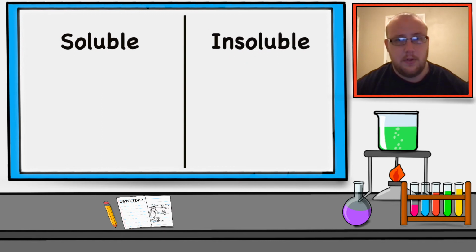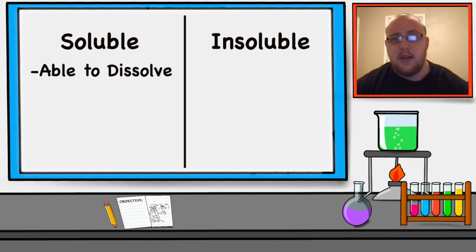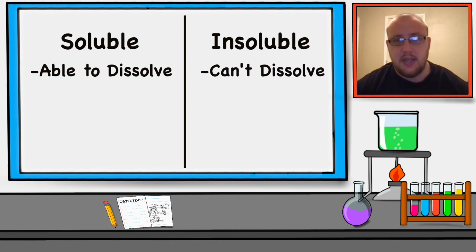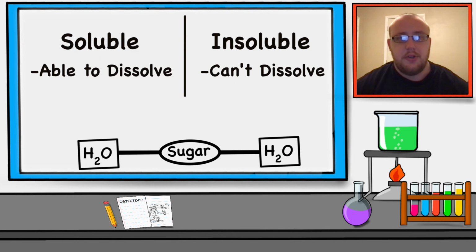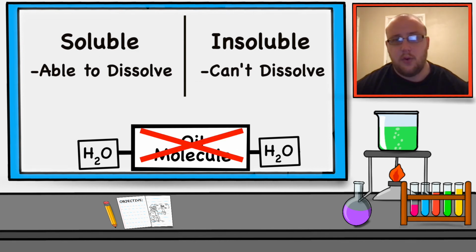Our last bit of terminology before we get into the conceptual portion of this lecture are the words soluble and insoluble. Solubility is the ability for a substance to dissolve. If a substance is soluble, then the substance is able to dissolve. But if the substance is insoluble, then we can't dissolve it or dissociate it. For example, sugar is soluble in water, but we cannot dissolve oil, so oil in water would be insoluble.